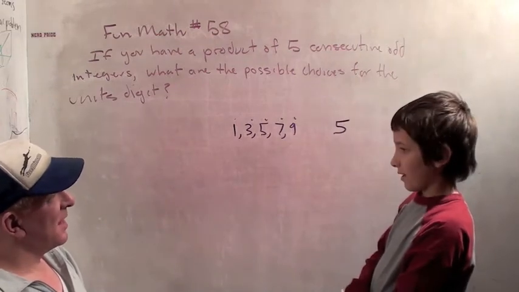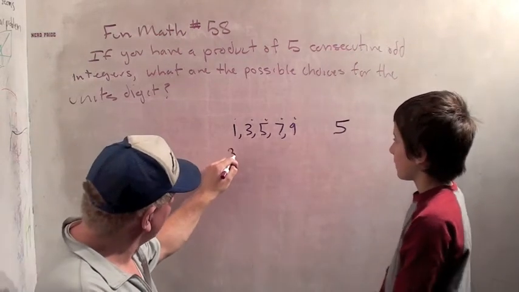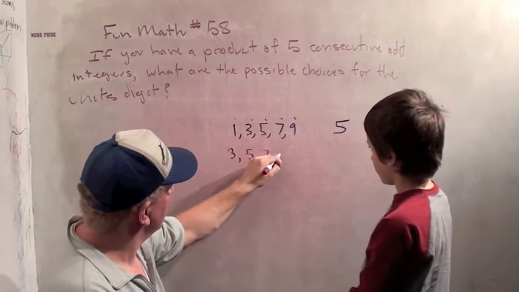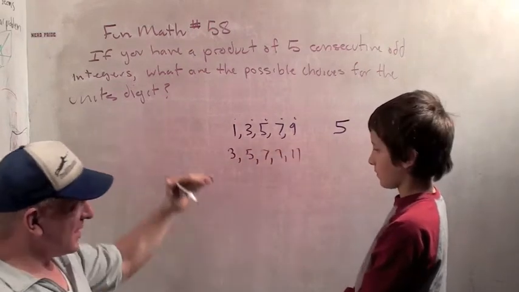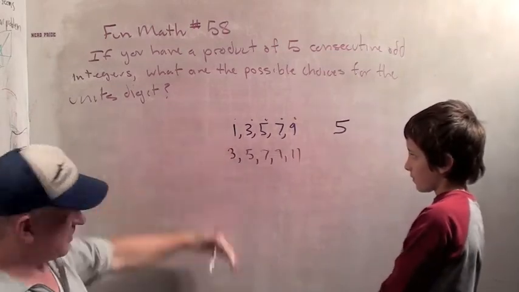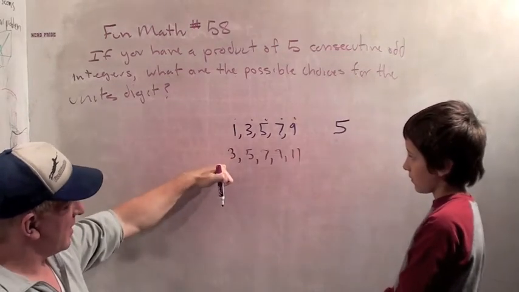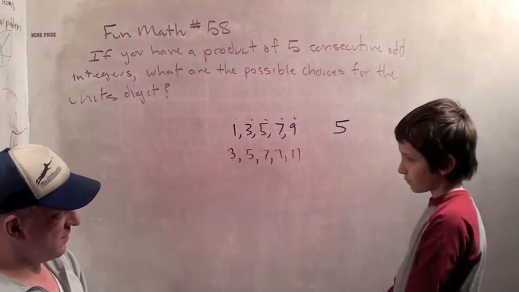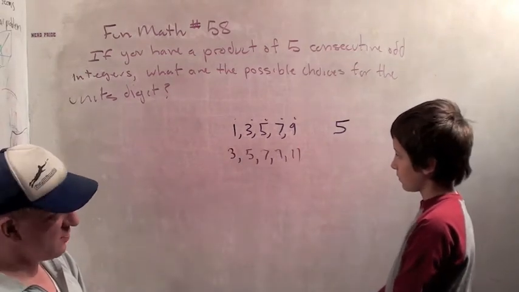3, 5, 7, 9, 11. That would be a really easy one. Don't make your life hard by choosing bigger numbers. This is the next set: 3, 5, 7, 9, 11. What's the units digit of this product?